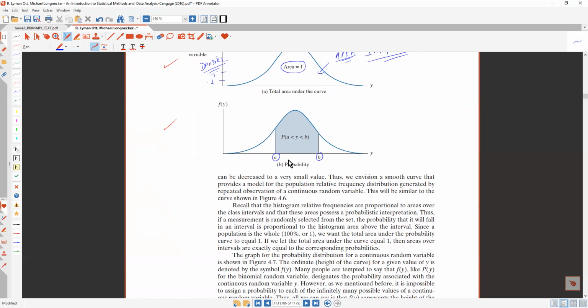So we can say, well, what's the probability of obtaining a score between A and B? So that's the probability that Y is greater than A, because there's a greater sign, or less than B. Okay. That's the nature of the probability distribution for continuous random variables.